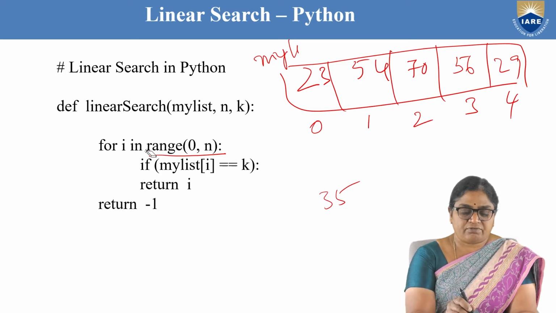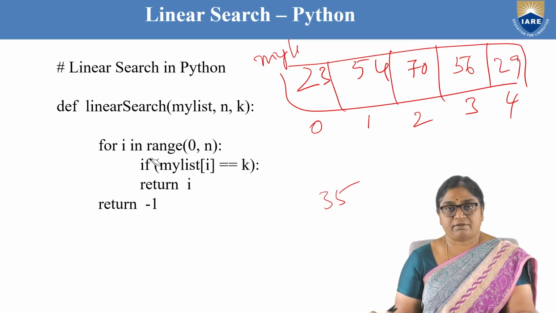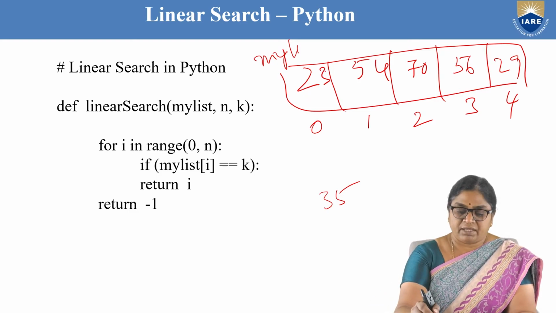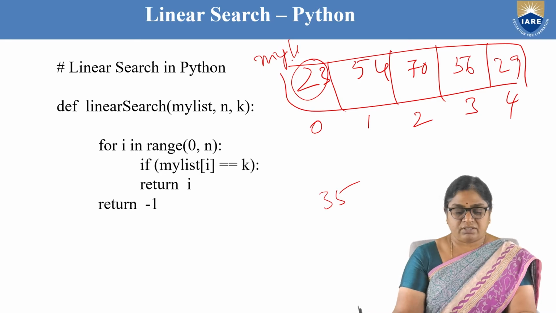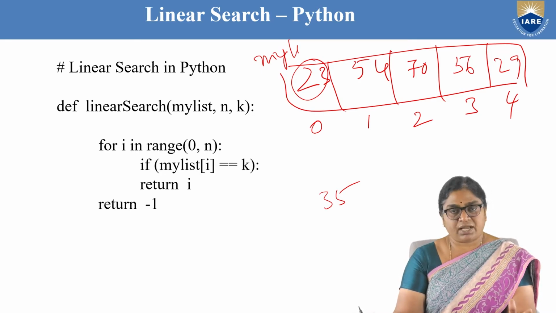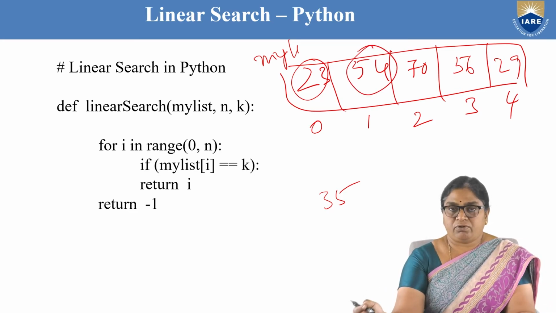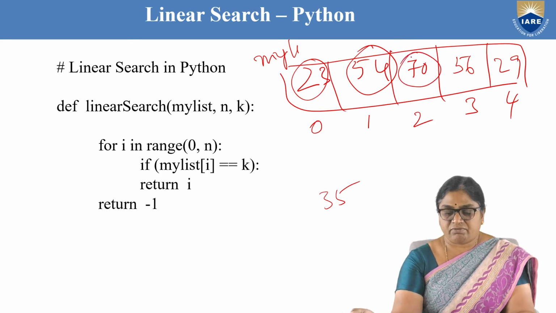Once again we'll start from the first index, that is my list of 0. We'll compare 35 with 23. It doesn't match. Then we'll go with the next iteration. I takes value 1. We'll compare 54 with 35. No match. Next I becomes 2. We'll go with next iteration, 70. We'll compare 70 with 35. Again it is not matching the key element.